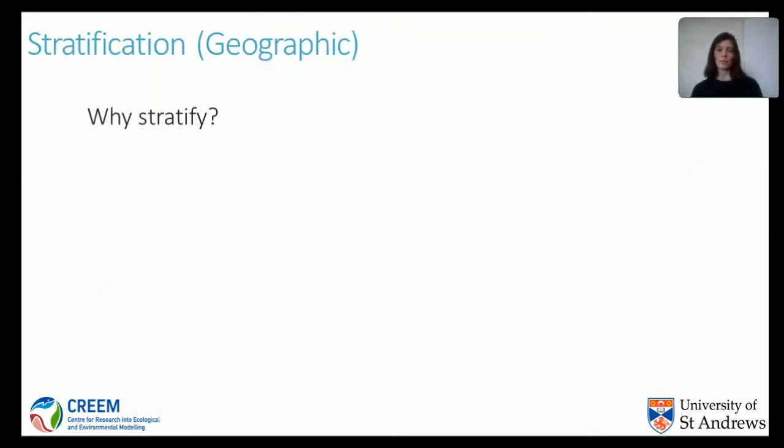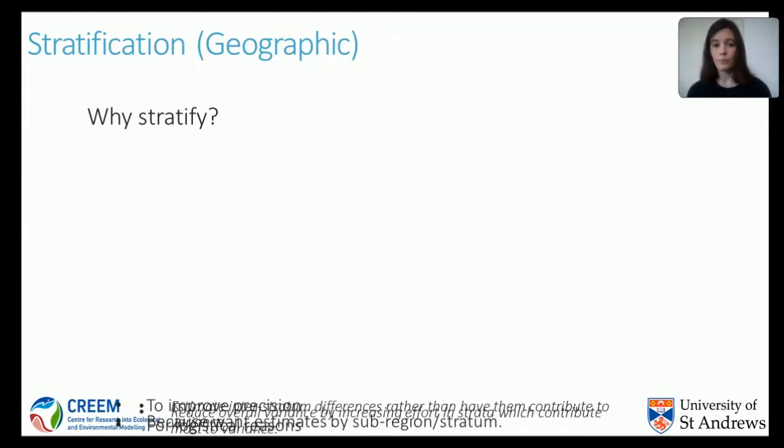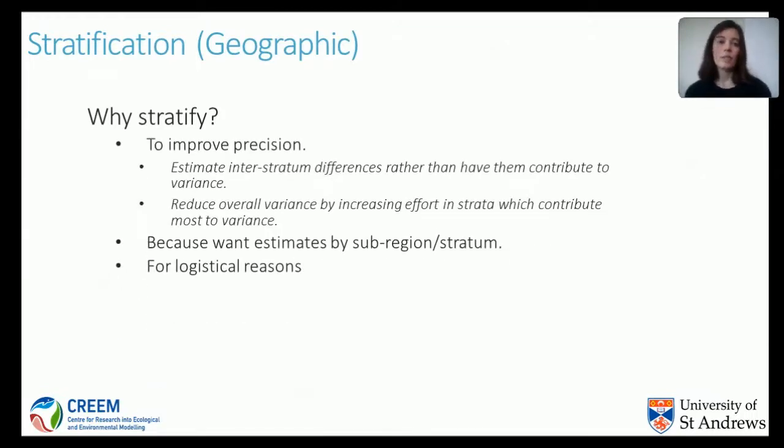So I mentioned stratification, and you just saw an example of a stratified design. So why stratify? There are several reasons why it might be a useful thing to do. As I just mentioned, it's a way to improve precision. By using a stratified design, you actually estimate the interstratum differences rather than have the difference between them contribute to the overall variance of your analysis.